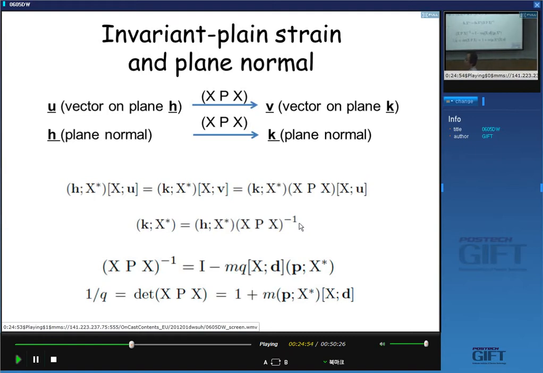So far we have thought about the change of the vector by invariant plane strain. How about the plane normal? How is the plane normal vector affected by invariant plane strain? According to the definition of homogeneous deformation, the relationship of the plane normal vector and the vector on the plane should be the same after the deformation. So at first, let's consider two vectors: H is the plane normal vector and V is a vector on plane H. After deformation, vector V is converted to vector U and plane normal H is converted to plane normal K.